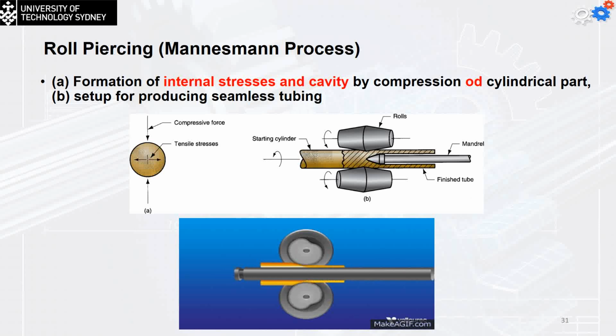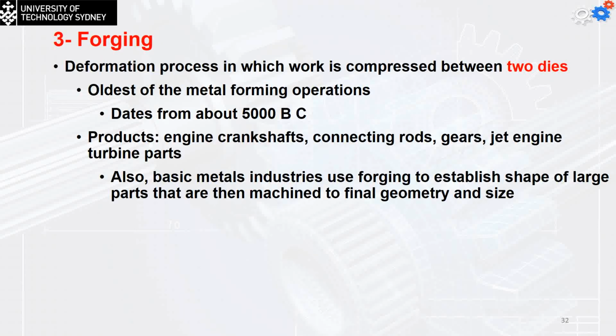Now the next operation is forging. The third operation is the forging process. Forging is one of the oldest methods, developed after casting. It's a deformation process in which the work is compressed between two dies. What was the die in the old days? The hammer was the upper die, and the saddle was the lower one.